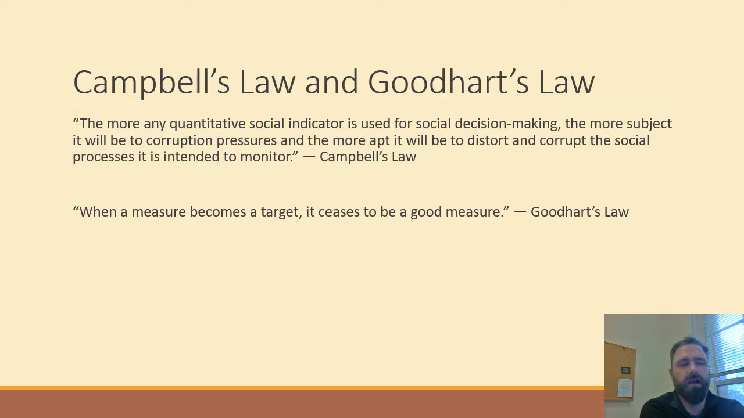Okay, I think in any discussion about nonprofit evaluation, there needs to be an acknowledgement of Campbell and Goodhart and their laws. So I'm just going to read Campbell's law. The more any quantitative social indicator is used for social decision making, the more subject it will be to corruption pressures and the more apt it will be to distort and corrupt the social processes it is intended to monitor. And then Goodhart's law: when a measure becomes a target, it ceases to be a good measure.